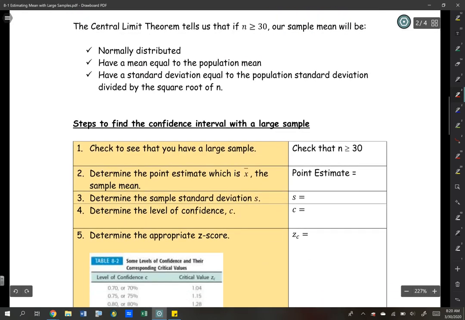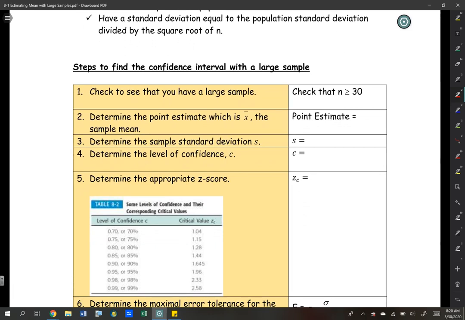And here are the steps that we're going to use when we identify a confidence interval for a large sample. So this is the process we will use if we have a large sample. We're going to check that n is greater than or equal to 30. We're going to determine the point estimate, which is X bar, the sample mean. So the point estimate is always going to be equal to whatever X bar is. We're going to determine the sample standard deviation. That will be given. The level of confidence will be given as well.